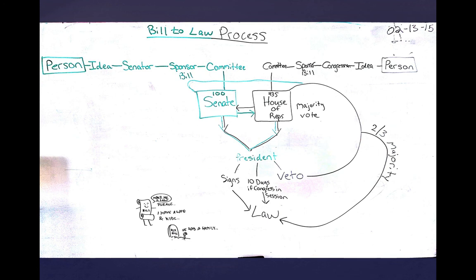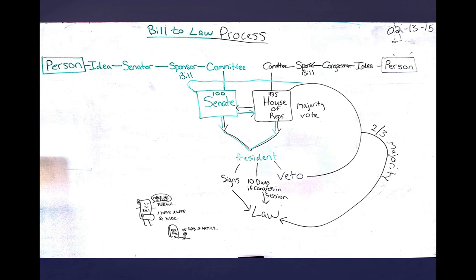If they do pass it, however, it's going to go to the other chamber of Congress, which in this example would be the Senate. And it has to go through a very similar process all over again. Obviously, it doesn't need a person to come up with the idea again, but it does need a senator to sponsor the bill, and it's going to go to committee, and they're going to talk about it, and they might make changes to the bill in certain cases. But for our argument, let's say they don't create any changes to the bill, and it goes again to the Senate floor.